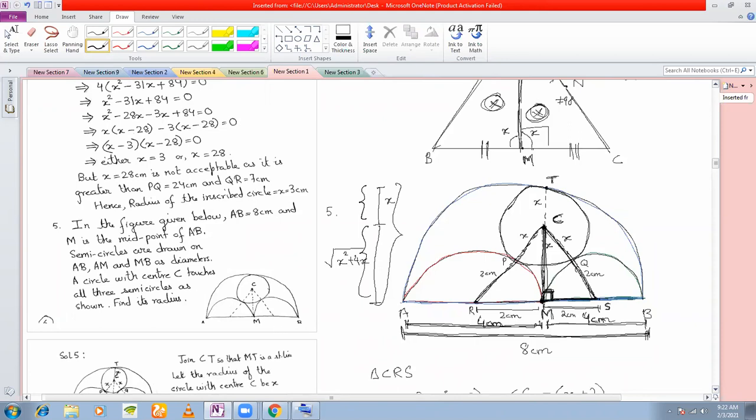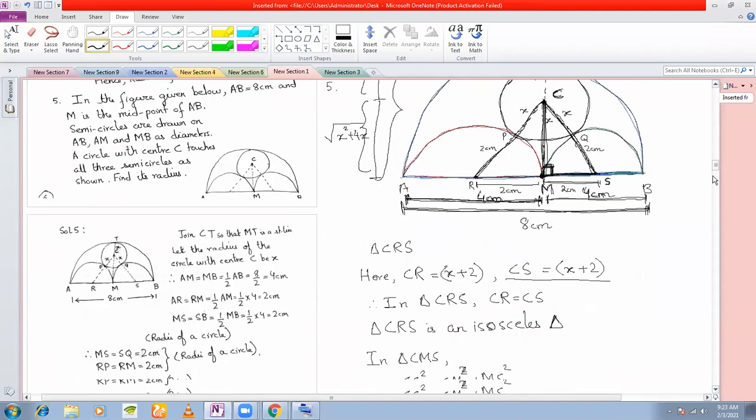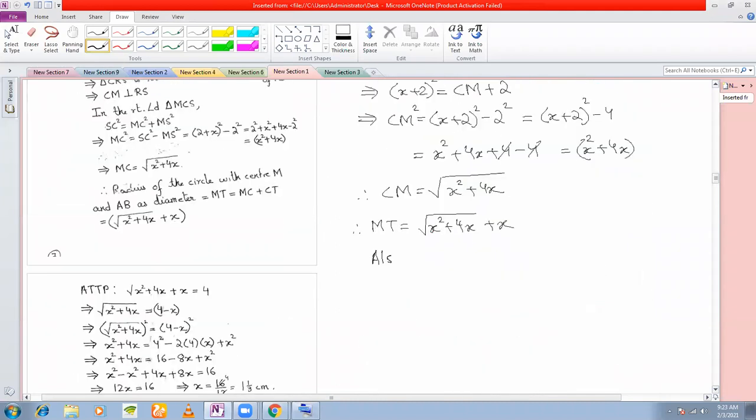But what is MT? Can anyone tell me what is MT? Radius of the circle. Biggest, the radius of the largest semicircle. And what is the radius of the largest semicircle? Yes, sir. It is 4 centimeter. So therefore MT must be equal to 4. Also MT is equal to 4 centimeter, right?